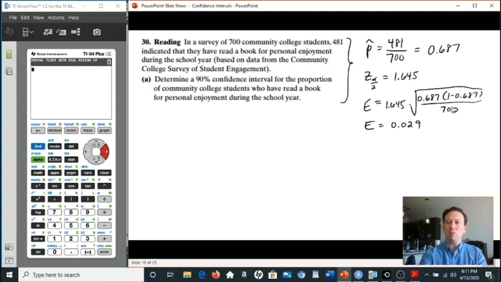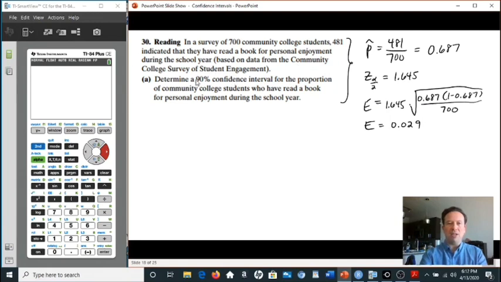So first, what are some things that we can pick out from this paragraph? We can pick out our point estimate, p hat, which is just the sample percentage. So 481 out of 700 community college students, or 0.687, have read a book for personal enjoyment.